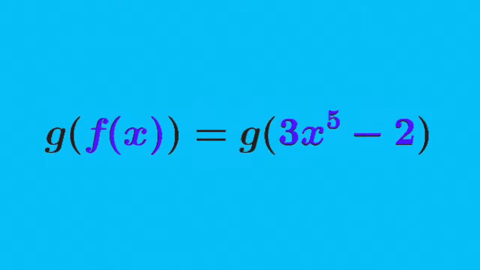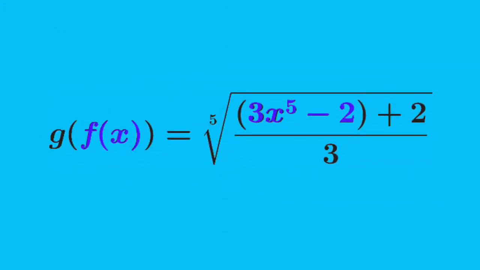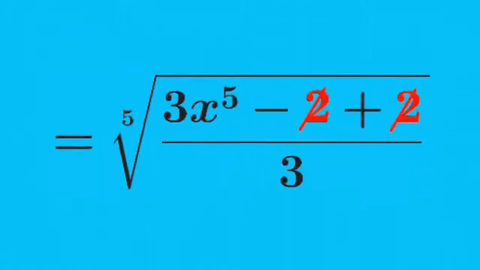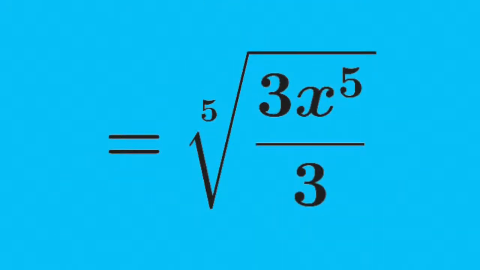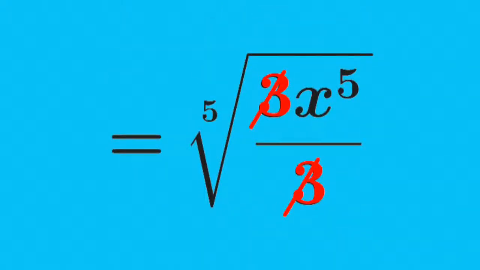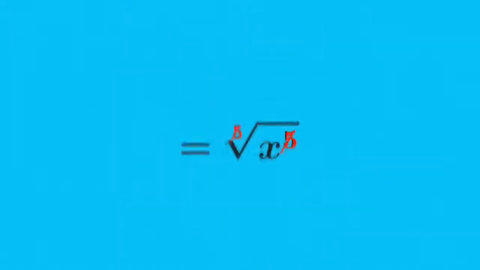As before, we do need to check that the inverse works both ways, so now we are substituting the definition of f of x into g of x. I have highlighted in blue in this example where f of x appears in the definition of g of x. Once again, we simplify by canceling, leaving us with just the 5th root of 3x to the 5th over 3, where we can continue to simplify, canceling out the 3's, and then canceling out the 5th root and the 5th power. Thus, we have shown that these two functions are indeed inverses of each other.